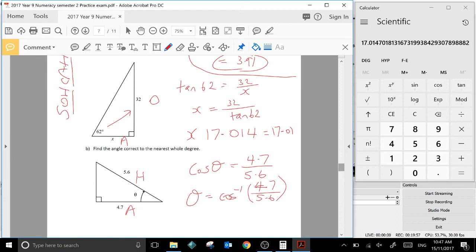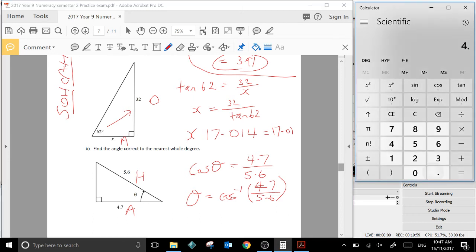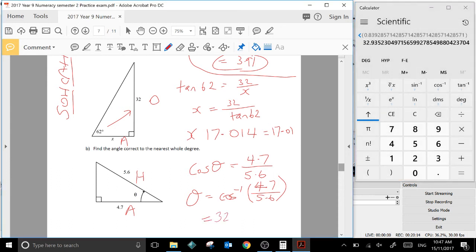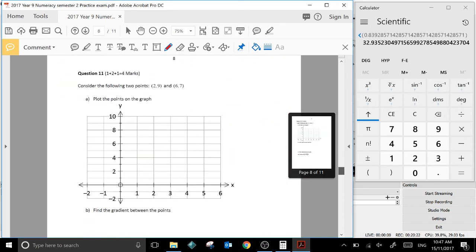To do it on this calculator, I'm going to need to do the 4.7 divided by 5.6 first. So let's do that. And I get that number, and then I'm going to inverse or second function cos. For me, the second function button is there. Here's my cos minus 1. I get 32.9, which to the nearest whole degree, because we're being asked to do the whole degree, is 33 degrees. Alrighty, moving on.